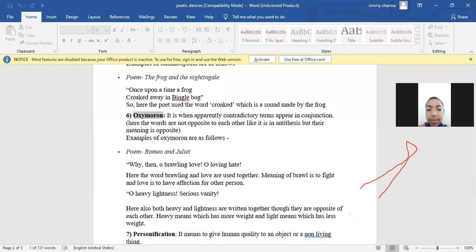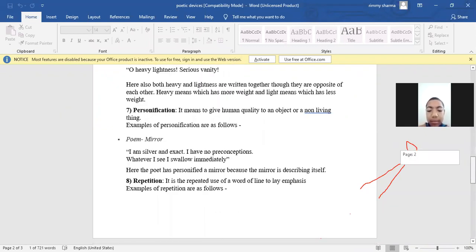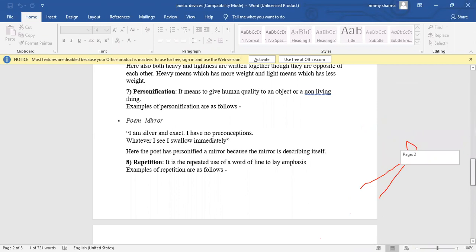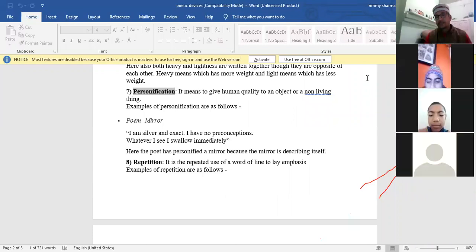Next, we move on to personification. A very, very important one. Again, I keep telling you, this is important. All these are very, very important. Understand this personification very clearly. If you don't understand, please ask me. Personification is giving human qualities to an object or non-living thing. And personification, I tell you, is important. It's used vividly. Why? In every second poem, personification is there.